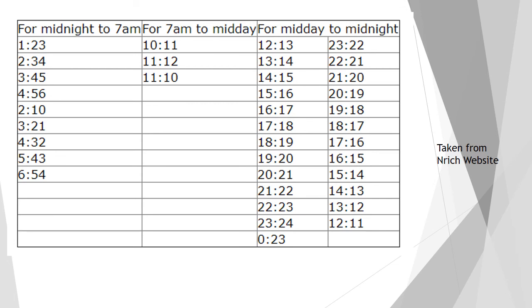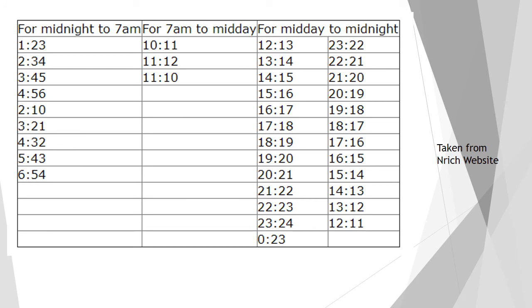Then he looked at from 7 a.m. to midday. He said from 7 a.m. to midday, he could only find 10 and 11. So instead of looking at the digits individually, he looked at it as a whole number. So 10 and then 11, 11, 12, 11, 10.